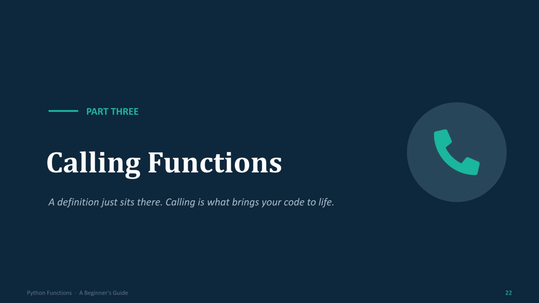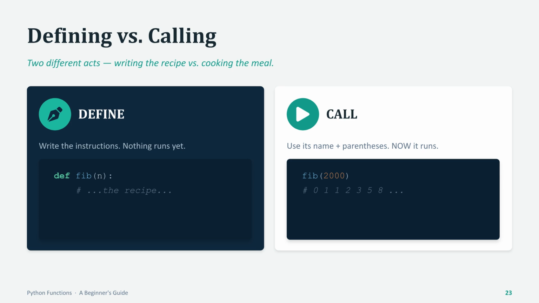Now we move to part 3, calling functions. While defining a function sets the recipe, calling is what actually cooks the meal and brings your code to life. Think of it as the difference between writing instructions and executing them. Defining creates the function, but it sits idle until you use its name and parentheses to call it into action.